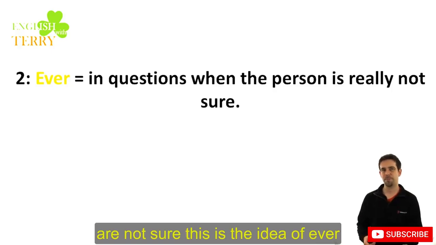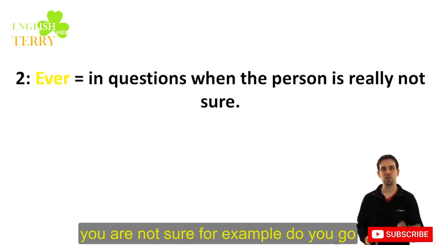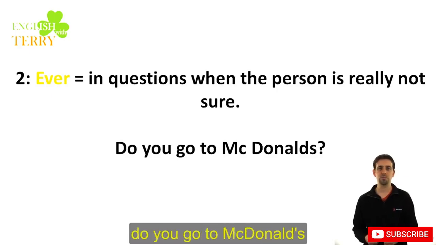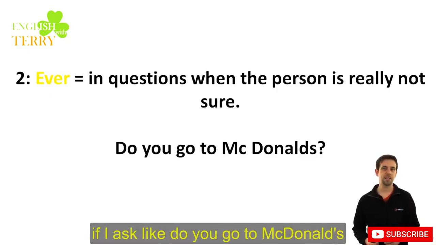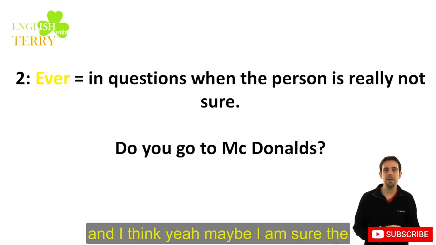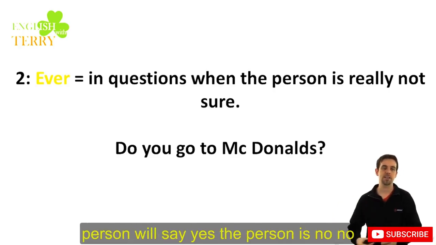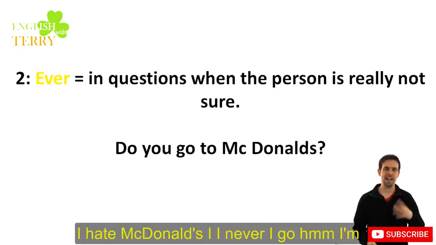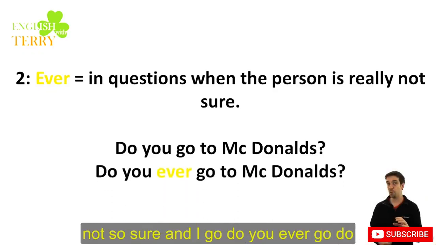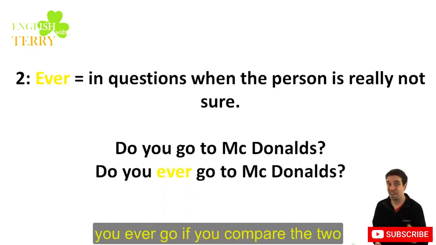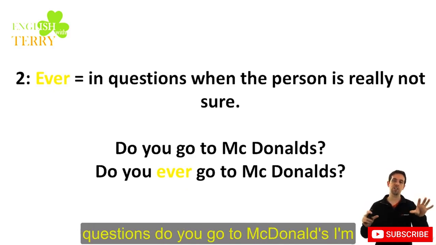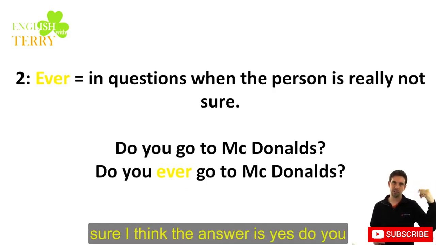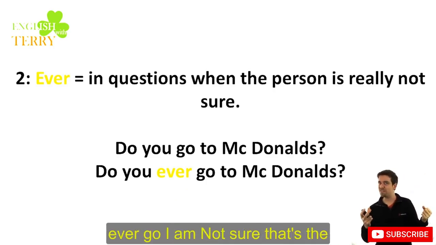The second idea is in questions, that when you are asking with the word ever, you are not sure. This is the idea of ever. You are not sure. For example, do you go to McDonald's? If I ask, like, do you go to McDonald's? And I think, yeah, maybe. I am sure the person will say yes. And the person says, no, I don't, I hate McDonald's. I never go there. I go, and I'm not so sure. Now I go, do you ever go? Do you ever go? If you compare the two questions, do you go to McDonald's? Yeah, I'm sure. I think the answer is yes. Do you ever go? I am not sure. That's the difference.